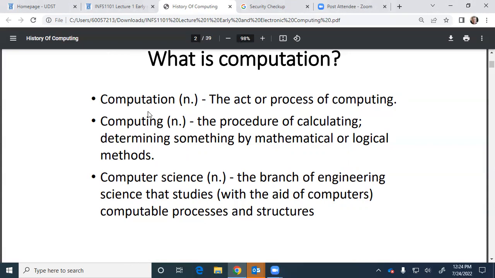All right, so computing. The word precedes the modern age. I hope you got that by the first slide. In the first slide, you saw the abacus and you saw the slide rule. You could do computing with that.